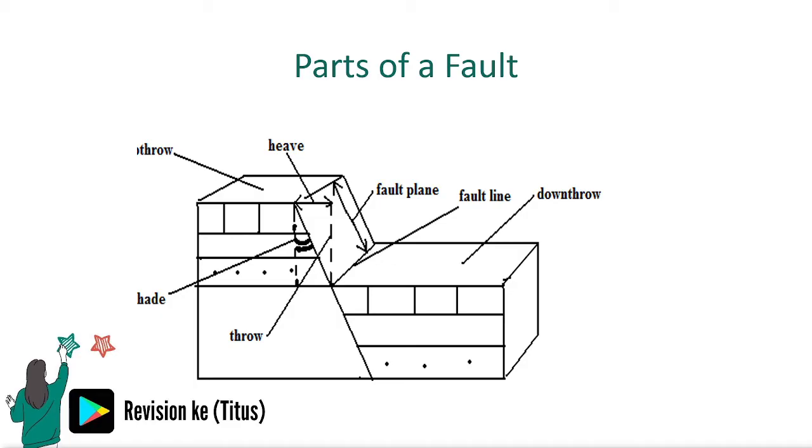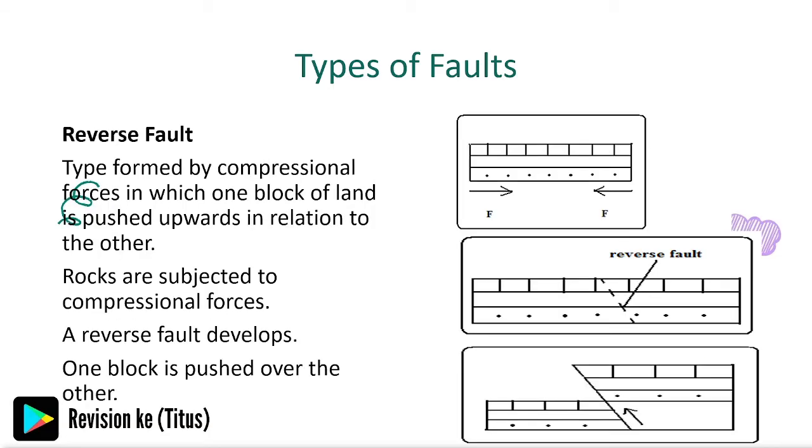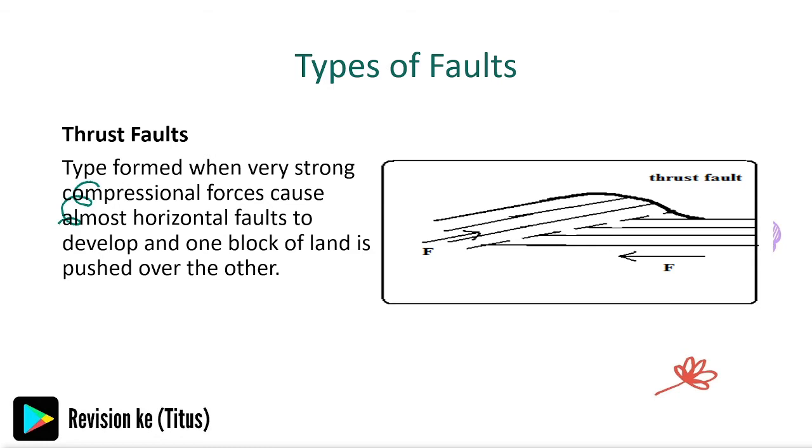onward we look at the types of faults. So we are going to use visual aids, the diagrams, and I hope it will be easy for us to grasp as we move on. So we have normal faults. You can feel free to pause the video and review. We have reverse faults. We have shear or tear faults. We have thrust faults. We have anticlinal faults.